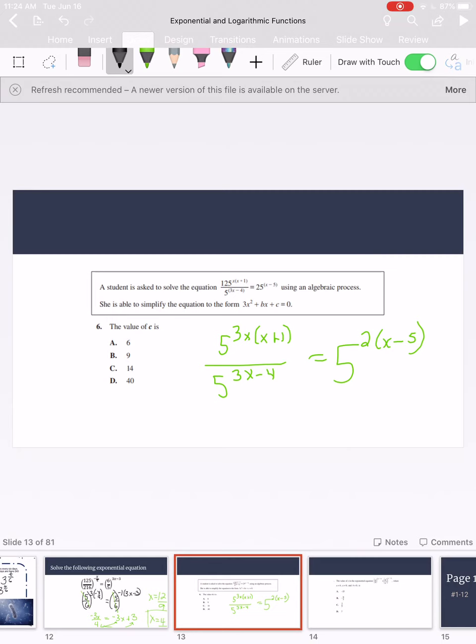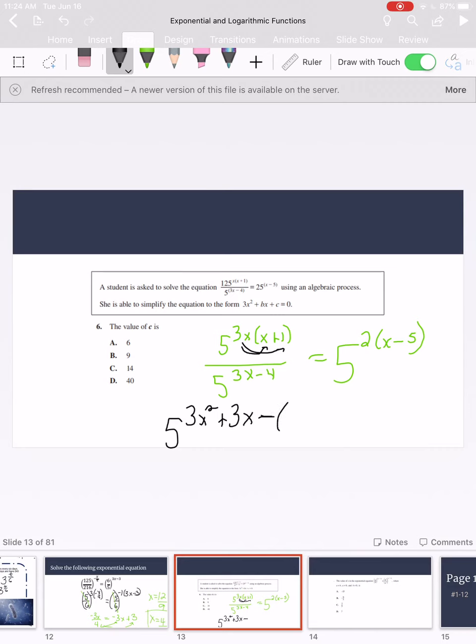So what I need to do is use my exponent laws. That's why the last lesson was so important. You need to know those exponent laws. So when we divide two exponents with the same base, we can subtract those exponents. So I'm going to go ahead and distribute this. 3x times x is 3x squared. 3x times 1 is positive 3x.